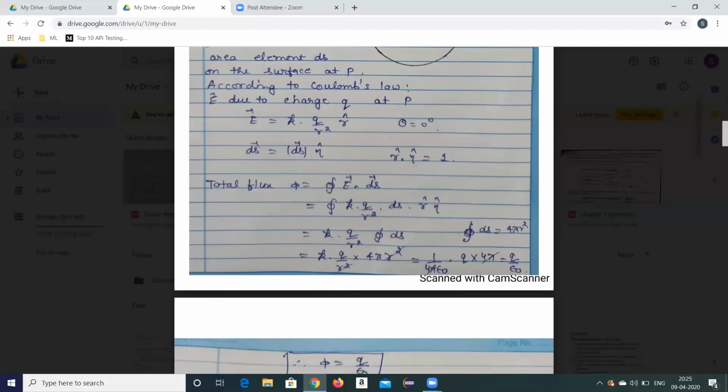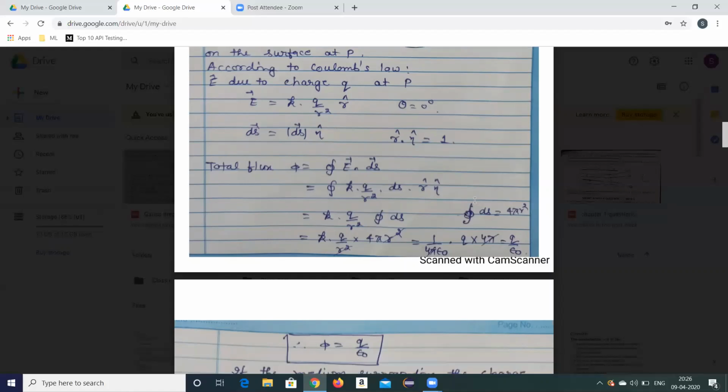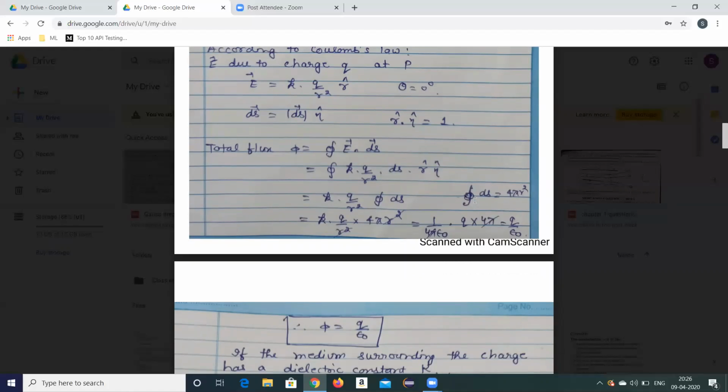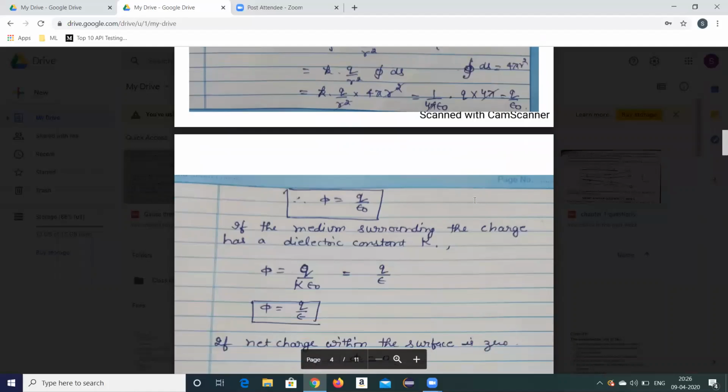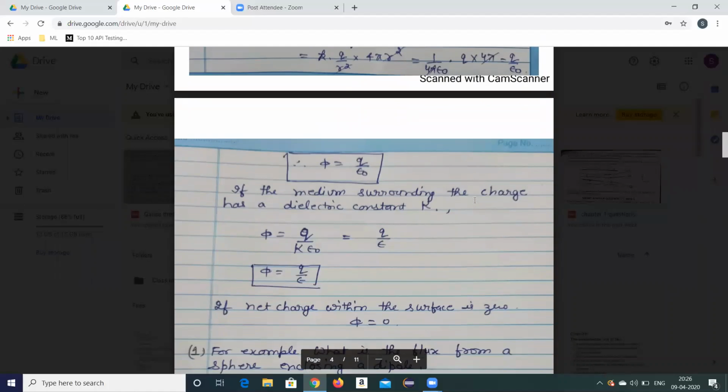Now substitute the value of E and ds in this equation. E is equal to K Q upon r square, and ds is equal to ds. Now r unit vector dot eta unit vector is equal to 1. Now closed integration ds is equal to 4 pi r square, the surface area. Substitute the value of ds. Now r square will cancel out, and we get 1 upon epsilon naught into q. Now we have proved Gauss theorem: phi is equal to Q upon epsilon naught.